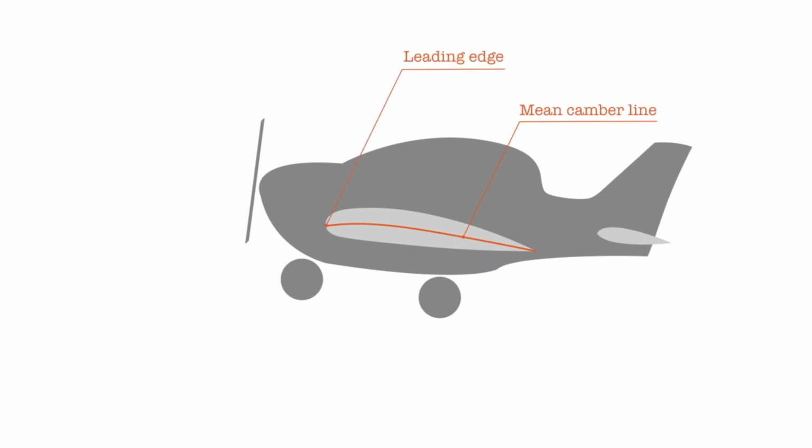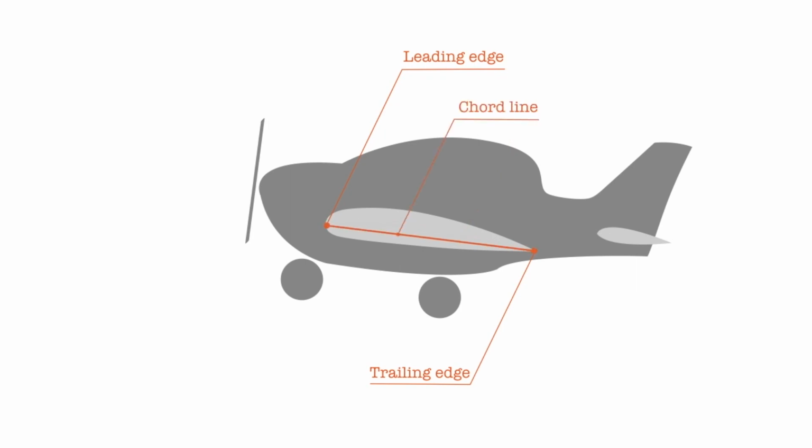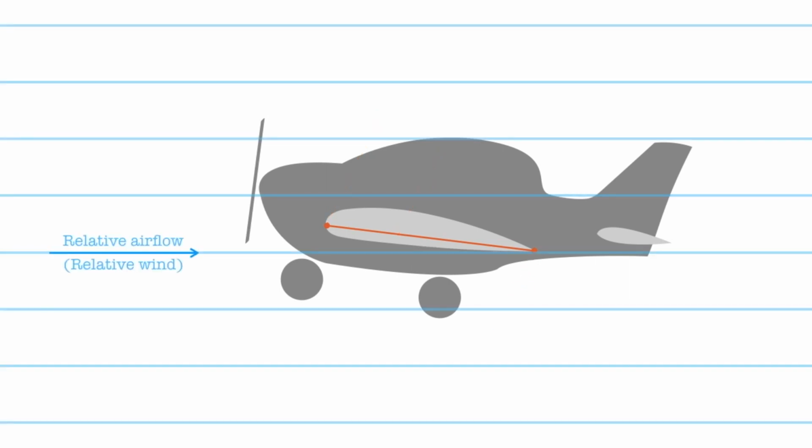The point where the mean camber line starts is called the leading edge and the other end is called the trailing edge. When we connect the leading edge to the trailing edge, we get a line which is called the chord line. So the angle of attack is the angle between the chord line and the relative airflow.